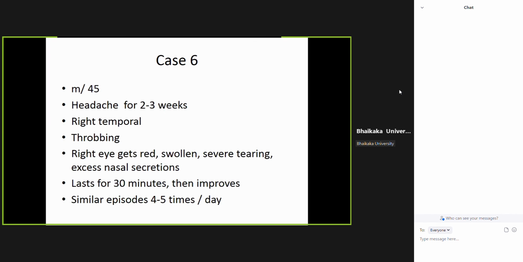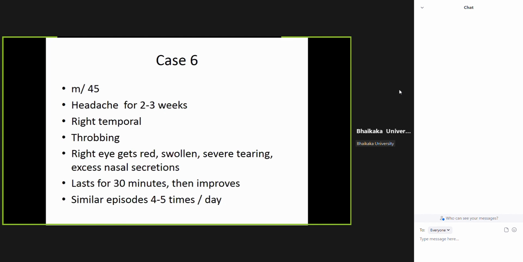When patient presented to our hospital, we have given some oxygen and then headache went. We prescribed indomethacin. It's a non-steroidal anti-inflammatory drug and patient was free of headache. So with this headache we have not discussed in our presentation. This is a classical history of cluster headache.